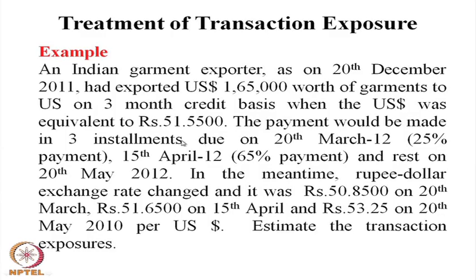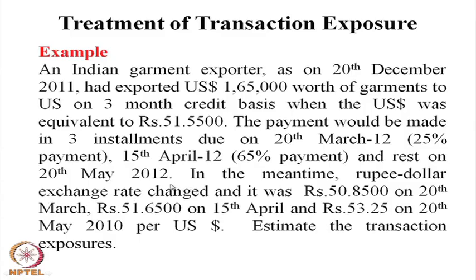Payment would be made in 3 installments: due on 20th March 2012, 25% of the 1,65,000; on 15th April 2012, 65% of the 1,65,000; and the rest on 20th May. The US importer will repay the $1,65,000 to the Indian exporter in these 3 installments. However, the installments are paid in 3 different time periods, and in these periods the rupee-dollar rate fluctuates in the market, so the Indian exporter has a transaction exposure.